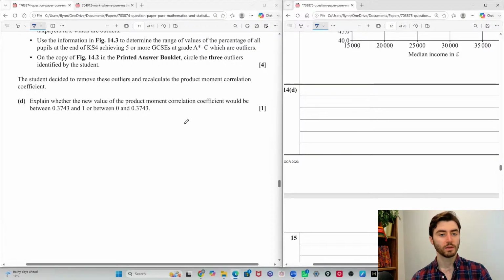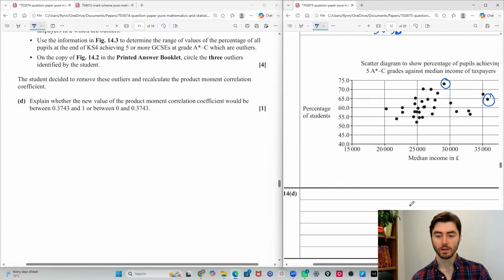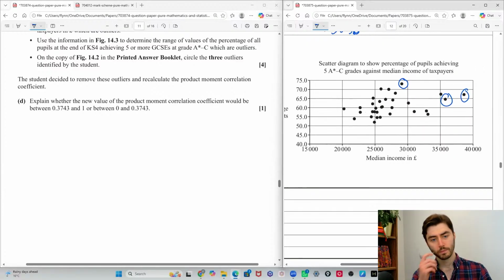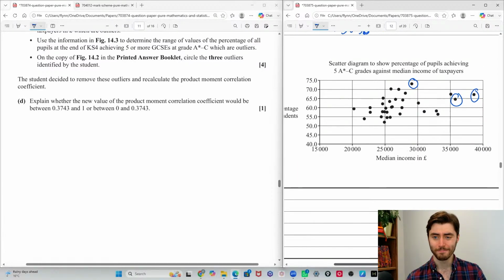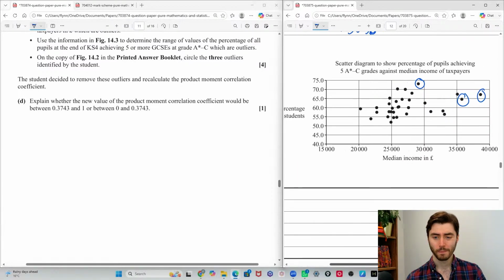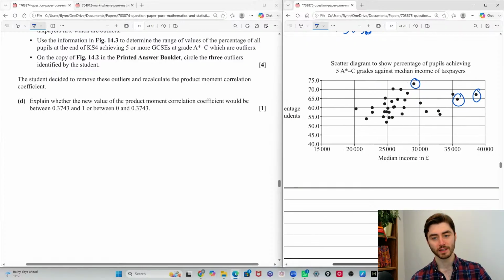Okay, decided to remove these outliers and recalculate it. Huh. I have no idea. In this case, I genuinely do not know. God damn it, MEI. What are you playing at? I can see why people wanted me to do paper 2. This stuff is not fun. Because again, I feel like this wouldn't show up in the EdExcel syllabus.